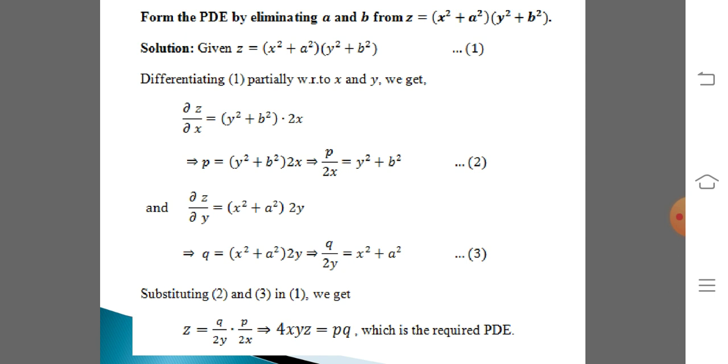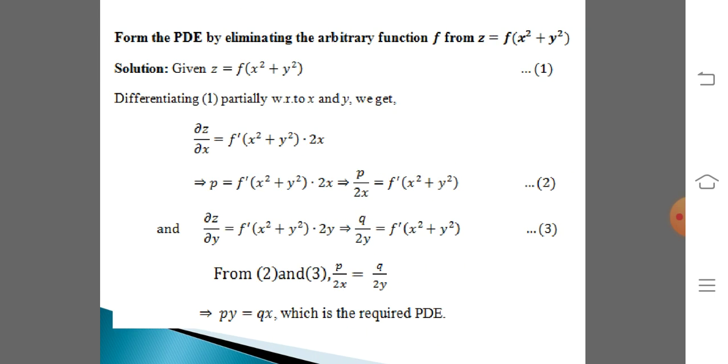So 2 and 3 give the values of x square plus a square and y square plus b square. We substitute these two values in the first equation, we get z equal to q by 2y into p by 2x. If you cross multiply 2y into 2x, you get 4xyz equal to pq, which is the required partial differential equation.